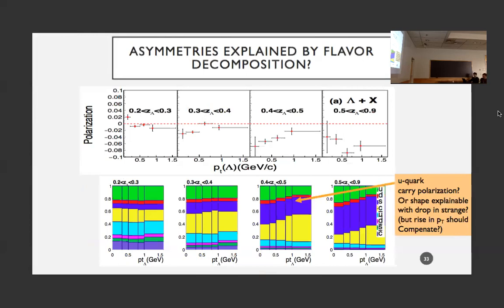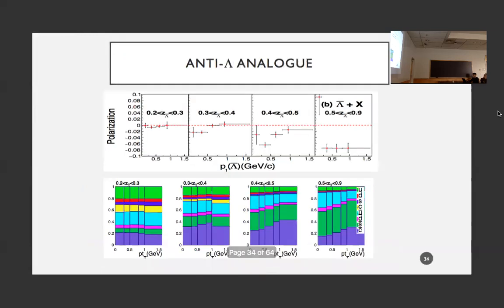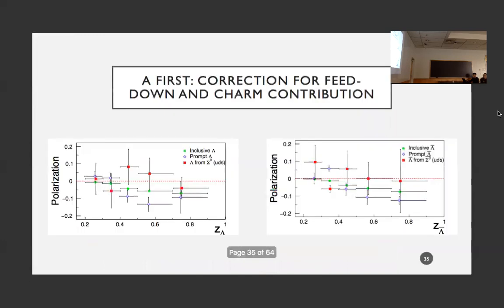So it's still peculiar that it goes down because you go to higher PT. So maybe the U quark carries some of the polarization that also goes down, but it seems to be quite correlated to this flavor structure here. And then for the anti-lambda, the analogous thing happens, and you see the same structure. Even though here we see, as you expect, it going to 0 at PT going to 0 again.